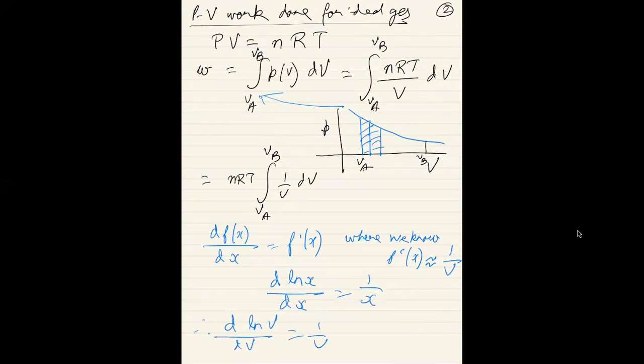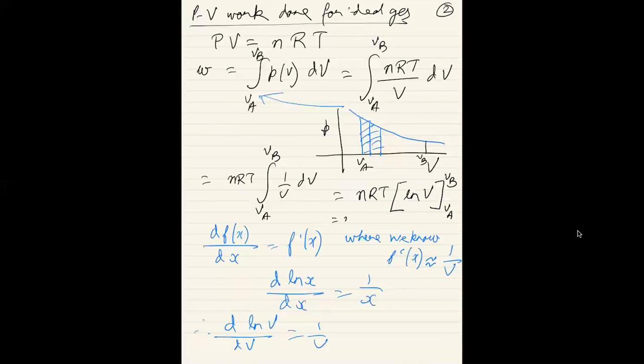In other words, this integral is nRT, and integral of 1 over V dV can be replaced by ln of volume. And what we have here is a square bracket. And this is something we are going to talk about just in a bit as to what it means in context of so-called definite and indefinite integrals. But here we are calculating this volume as we go from VA to VB.